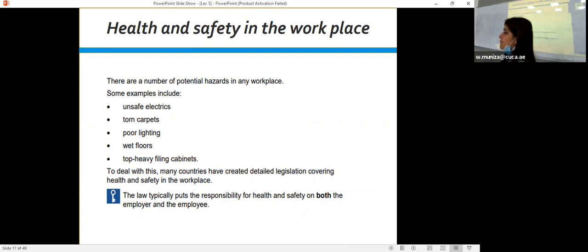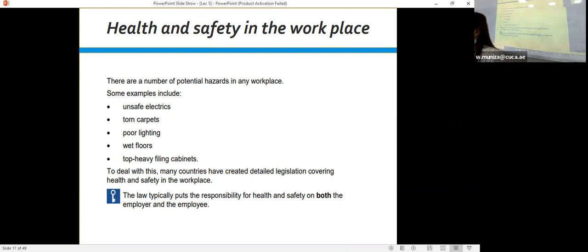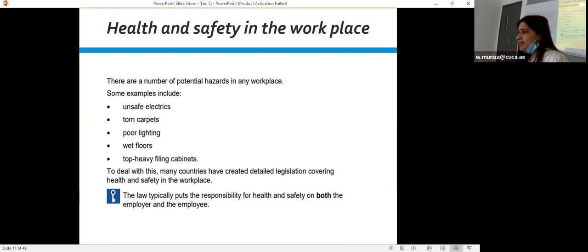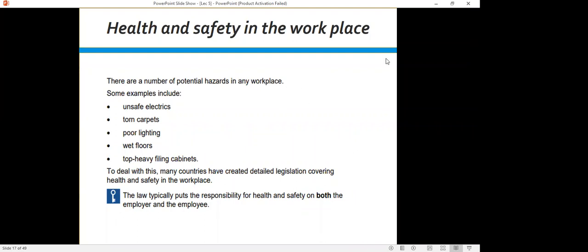Regarding the health and safety of individuals in the workplace, the employers are responsible. To deal with this, many countries have created detailed legislation covering health and safety in the workplace. Key point: the law typically puts the responsibility for health and safety on both the employer and the employee. So not only one authority is responsible; the responsibility lies on both the employer and the employee. Both parties have to act in such a way that health and safety can be addressed properly in the workplace. Got it? Aisha and Rabia, am I clear? Yes, ma'am. Okay.